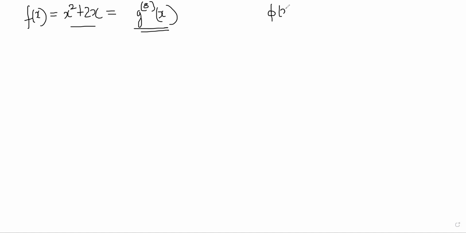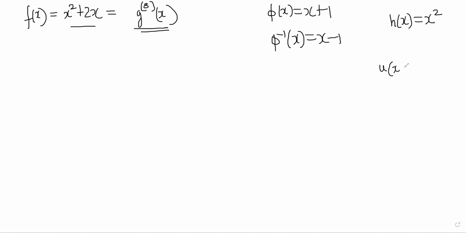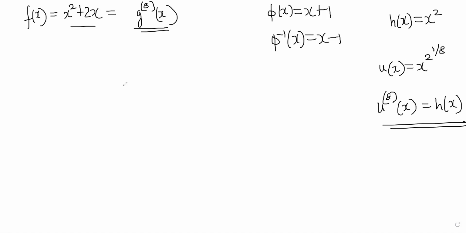So if I take my phi of x as x plus 1, I get phi inverse x as x minus 1, and I'm going to take h of x as x square, and I'm going to take u of x as x power 2 power 1 by 8, where we can see clearly that u of 8 of x is equal to h of x. We have this result, right?